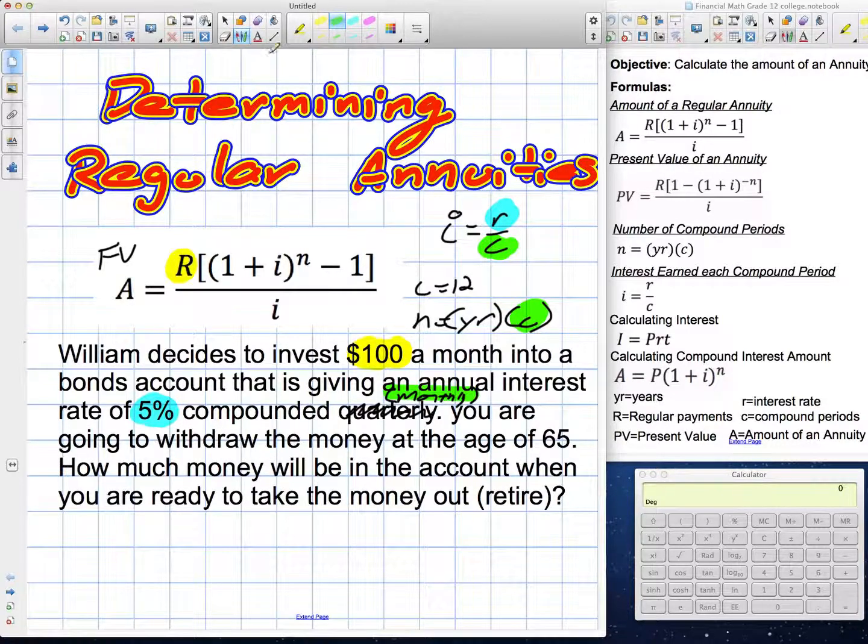Oh, I actually didn't say how old you were, did I? 65. The reason I used Will is because Will is how old, Will? 16. Okay? So Will is 16. He's going to take this money out at 65. How many years is this going to happen for then?